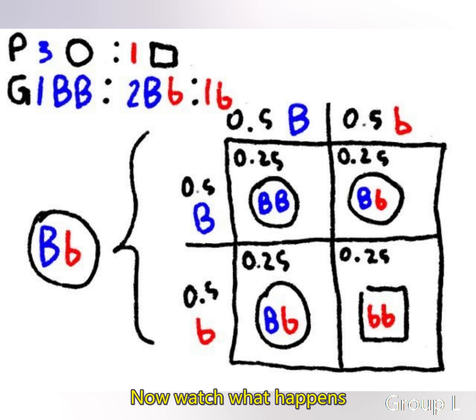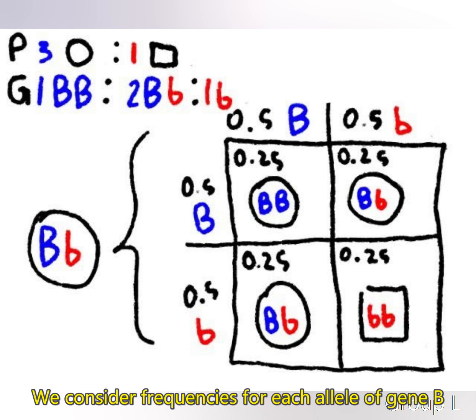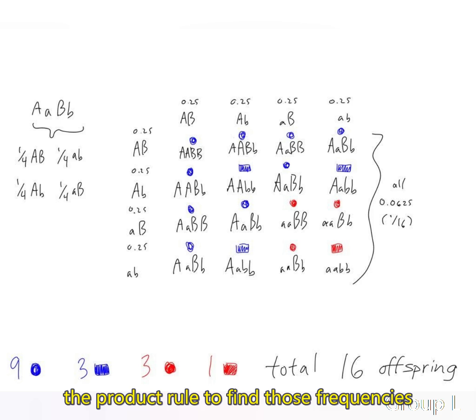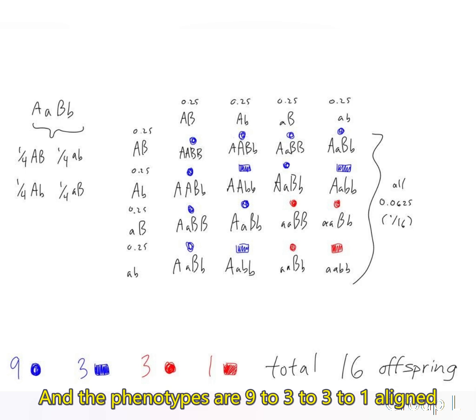Now watch what happens when we throw gene B in the mix. The cross is so much bigger, but we have a few tricks. We consider frequencies for each allele of gene B, and when you cross them out, you get the ratio 1 to 2 to 1. Here's where you use the product rule to find those frequencies. When you multiply the two quarters, you'll get a whole 16. That's the total different genotypes from A and B combined, and the phenotypes are 9 to 3 to 3 to 1.